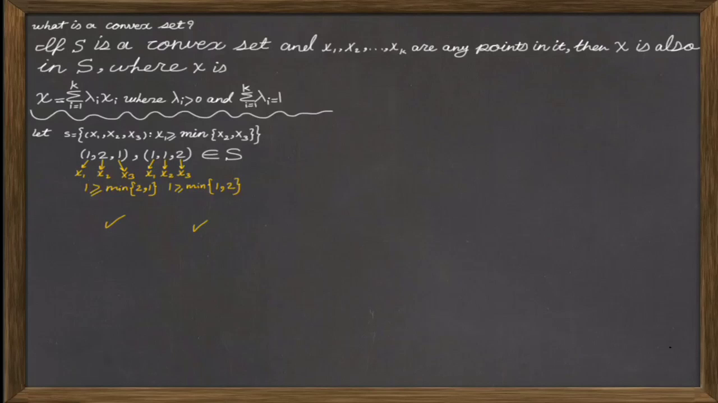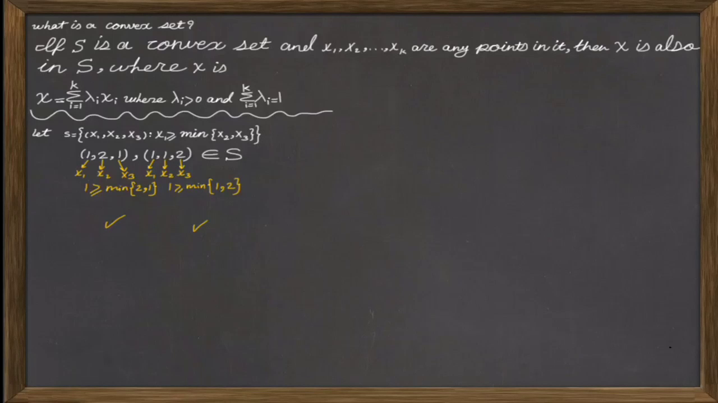According to the definition of a convex set that we saw earlier, if S is a convex set, then any linear combination of these two points should also fall in space S. If it doesn't, then space S is not a convex set. But if the linear combination of these two points falls in space S, there is always a chance that this space is a convex set.